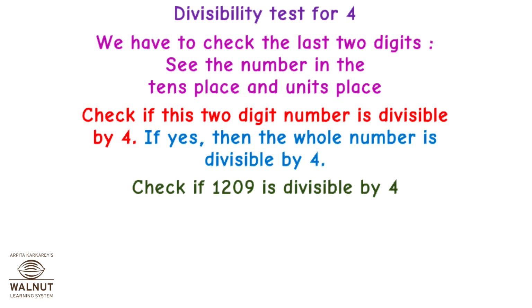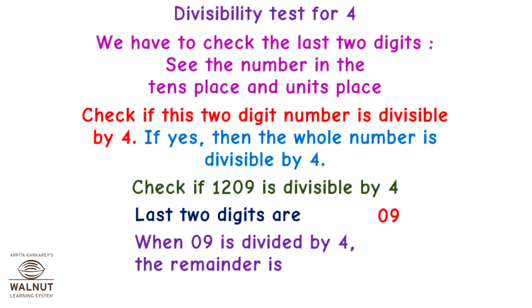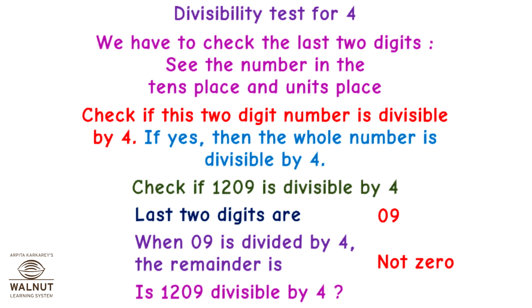Check if 1209 is divisible by 4. Last two digits are 09. When 09 is divided by 4, the remainder is not 0. Is 1209 divisible by 4? No.